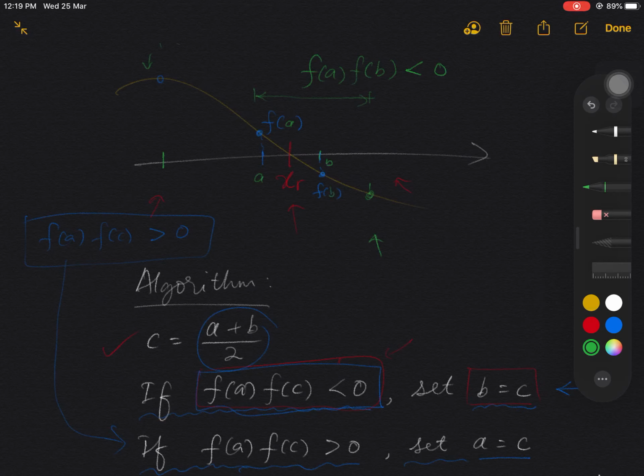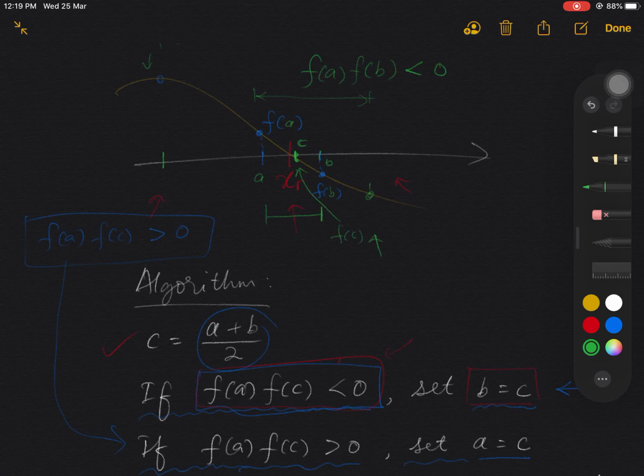And then we repeat the process. Find the middle point again. As you can see now, the bracket has been reduced. Let's say the middle point between A and B is now somewhere very close to XR, our desired root. So let's say this is the middle point C. Check C, which is somewhere here.